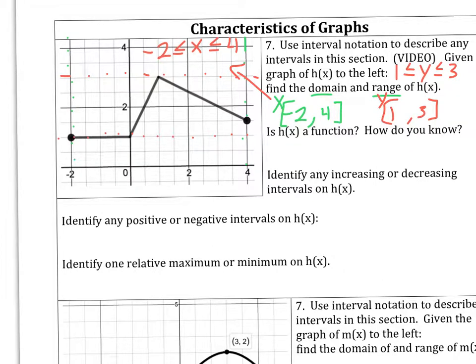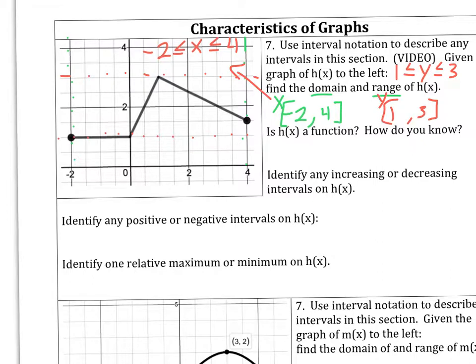Second question here, is h of x a function? I know it's a function if every input has only one output, and we have a kind of short way to do this called the vertical line test. If I can draw vertical lines and never hit the graph twice, we officially have a function.